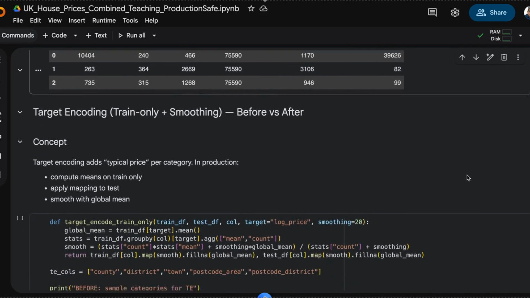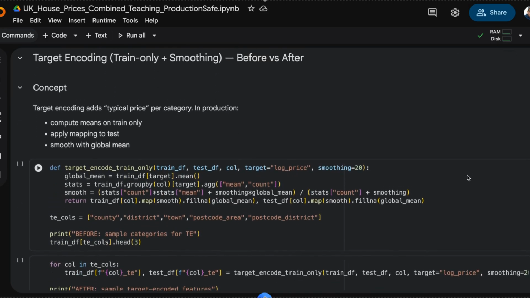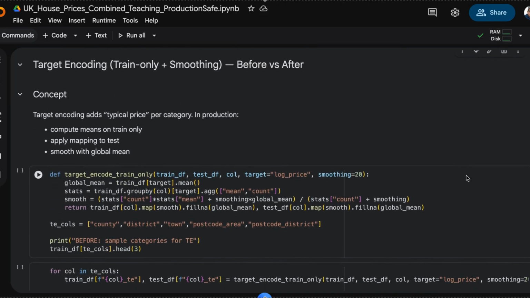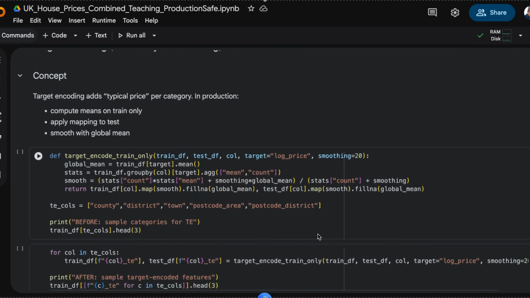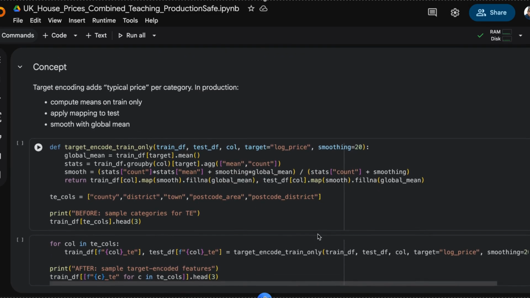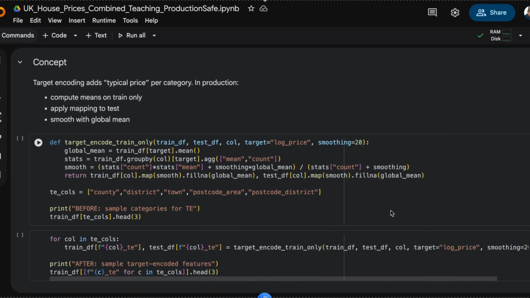Now we move to a more powerful technique: target encoding. This method directly incorporates information from the target variable into categorical features. But it must be implemented carefully. If done incorrectly, it introduces severe data leakage.